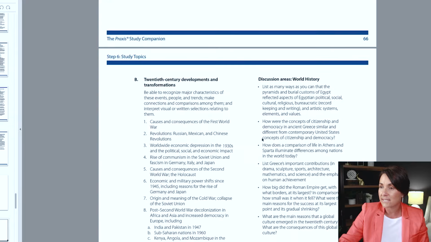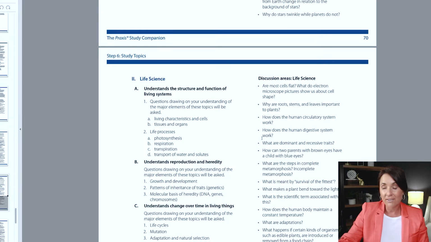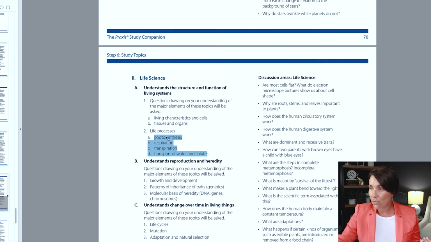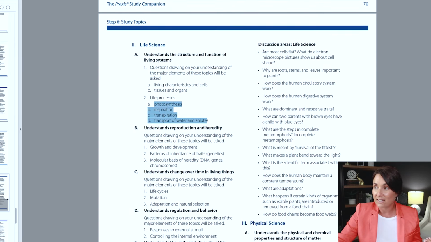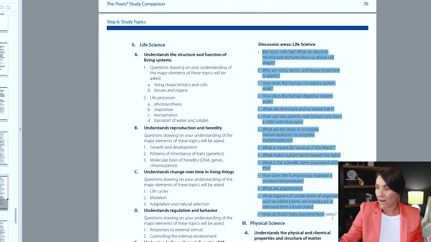And then finally, scrolling down to science, you can see that they have it here for science. And they have awesome, just one word information sources here that you can make flashcards for. Also, discussion areas in life science. Look at these questions right here. If you can answer these questions, you're going to pass the science exam. So they have laid out everything for you here just in this blueprint and test specification.